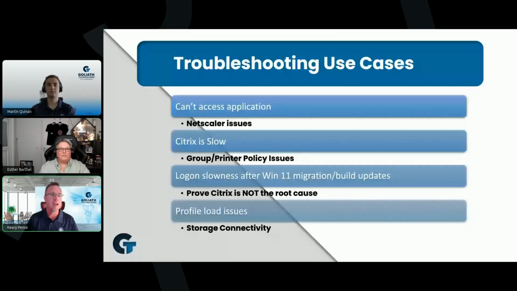Again, we're going to start with a use case around not being able to access the application, specifically talking about the new NetScaler licensing issues that seem to be causing some problems and wreaking some havoc. And then we'll talk about that vague Citrix is slow. How do we identify where the cause is? In this case, we'll focus on logins since that's the focus of the webinar. And then we'll talk about the impact of Windows 11 migration build updates on logon process and profile load issues. So with that, Esther, Martin, I'll turn it over to you all.